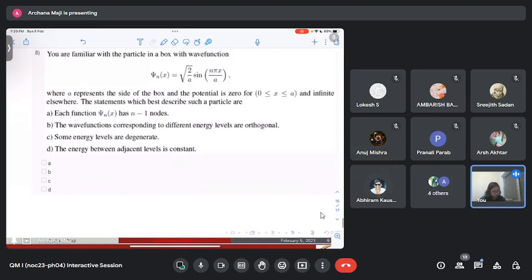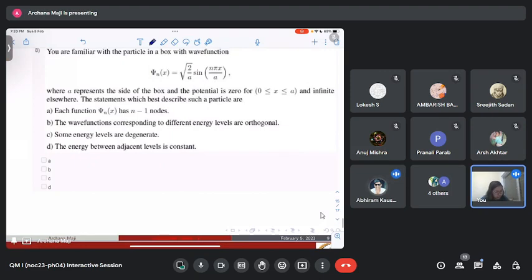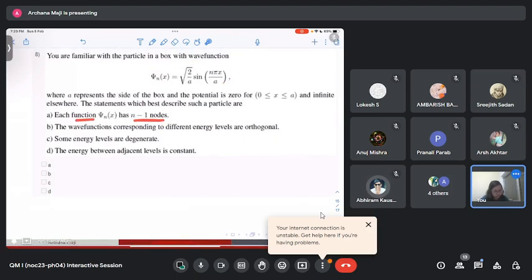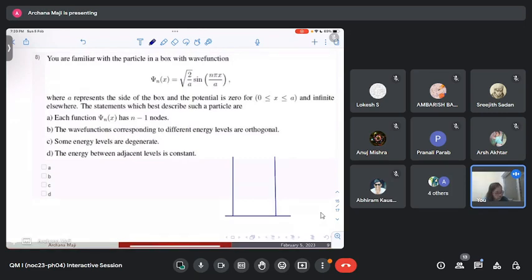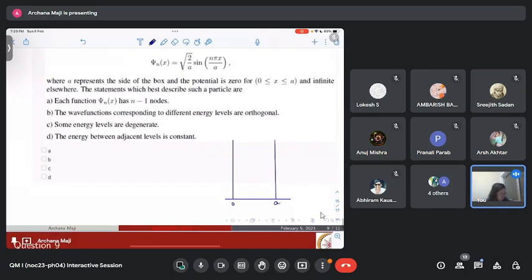So let me explain it for others. Psi_n is given to us, and it says each function has n minus 1 nodes. So by nodes, what do we mean? This is the one-dimensional infinite potential from 0 to A. Potential is 0 inside and infinite everywhere else. We derived this wave function by putting the boundary condition that it should vanish at 0 and A.